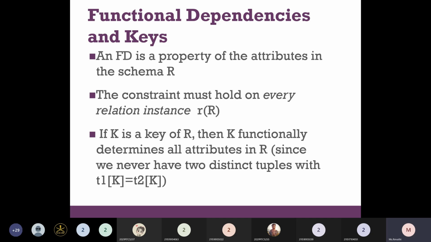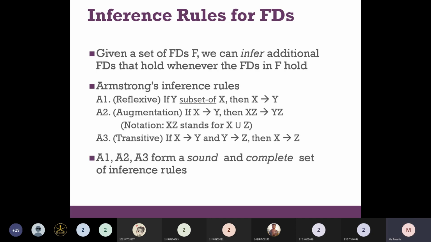Suppose the attribute which determines the value of other attributes is a key. That is the primary element which determines the values of other attributes of R. And this constraint must hold all the time, irrespective of the state.